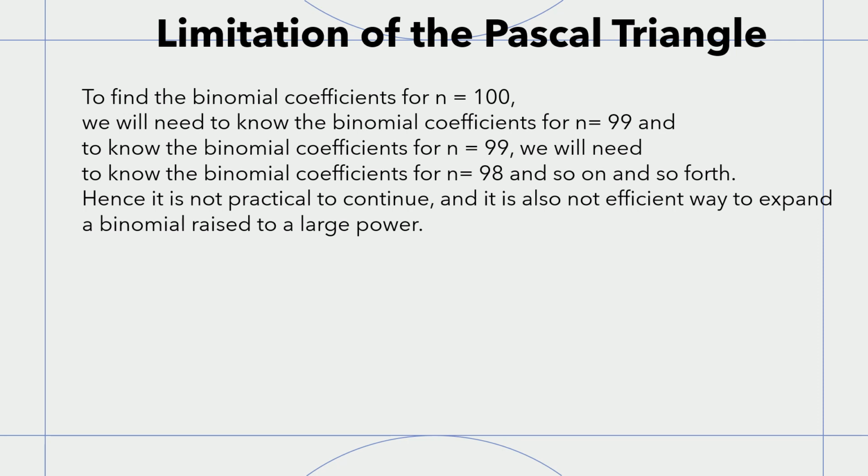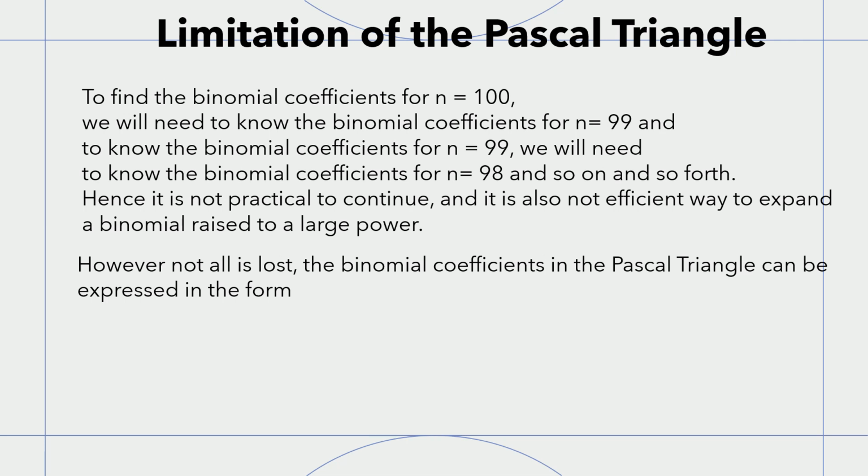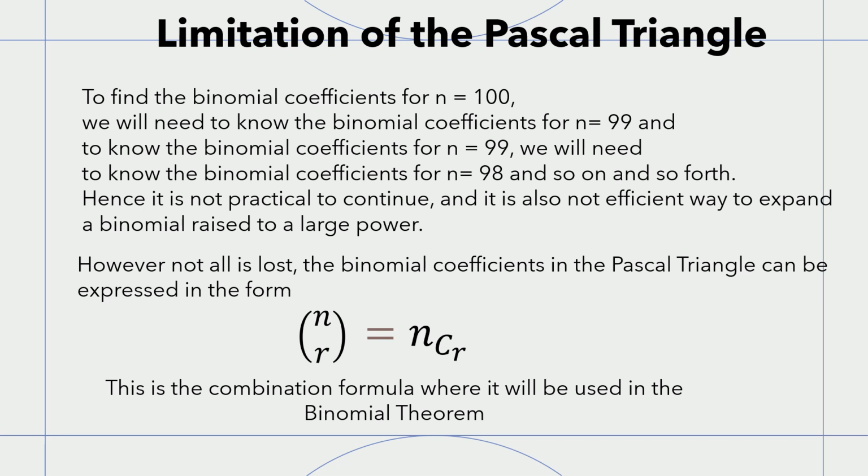So hence, it's not practical to continue, and it is also not an efficient way to expand a binomial if it's raised to a very large power. However, not all is lost, because the binomial coefficients in the Pascal triangle can be expressed in this form, right? And this is called the combinations formula. This is actually the formula that will be used in probability, but we will not be dealing with that chapter. We'll just be learning how to apply it and use it in the binomial theorem.